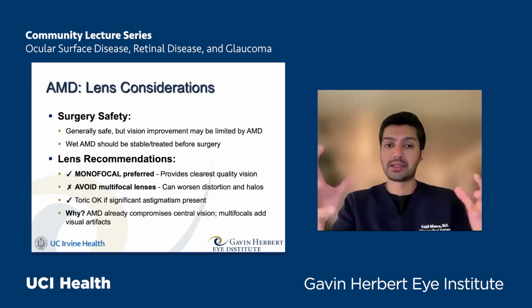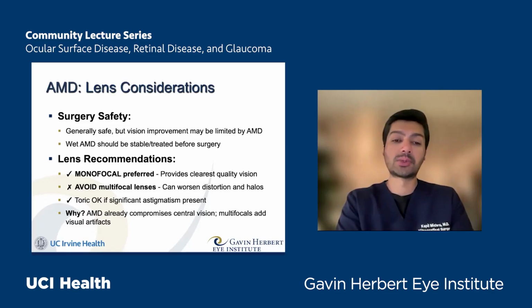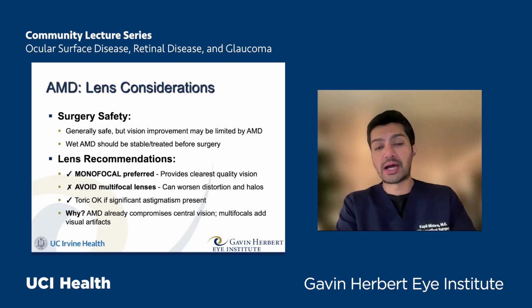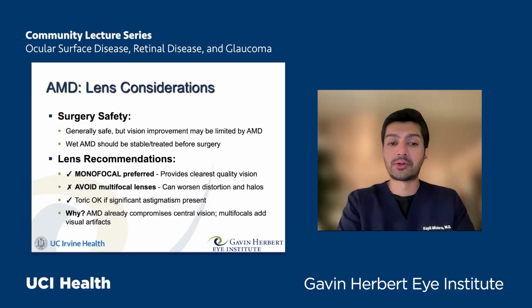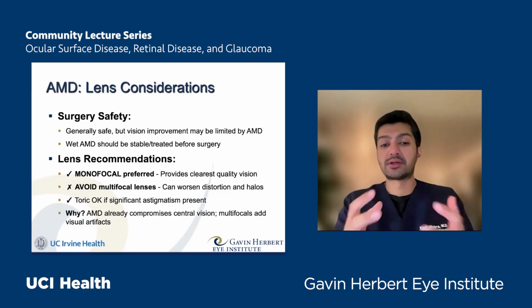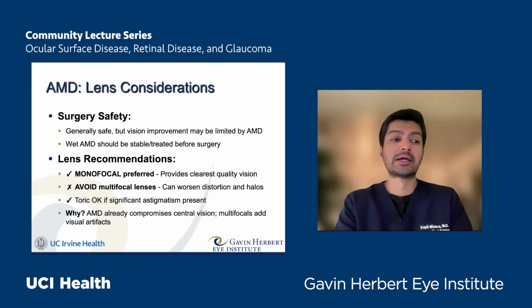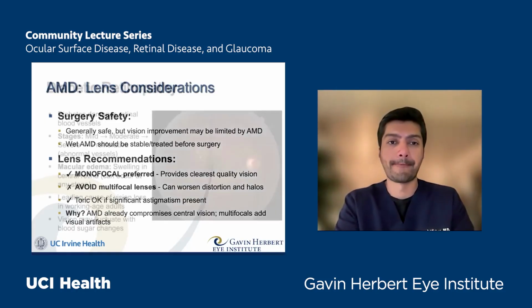In terms of lenses, monofocal tends to be preferred because it provides the clearest quality of vision and the light isn't split into multiple focus points. And so we tend to not put in multifocal lenses in patients who have intermediate or advanced macular degeneration. If you have dry, early macular degeneration and it looks very minimal, then it is reasonable on a case-by-case basis to undergo a multifocal lens. The reason is because macular degeneration affects the central vision, so we want to try and reduce the number of artifacts overall in terms of your vision.